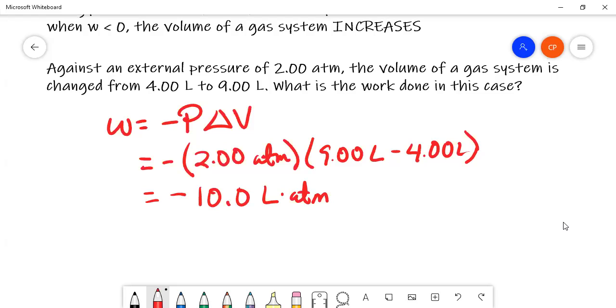So 2 things. Number 1, the sign is negative. Is the work done on the system or is the work done by the system? By the system. This is a system that is releasing energy in the form of work done.